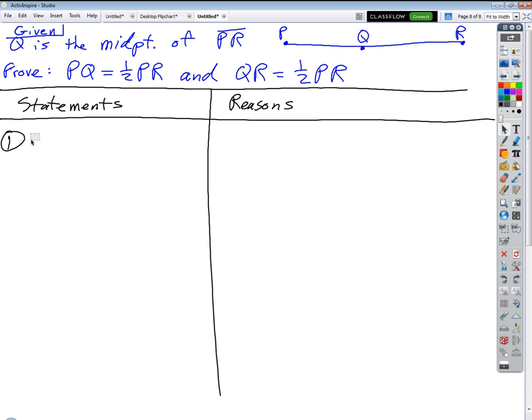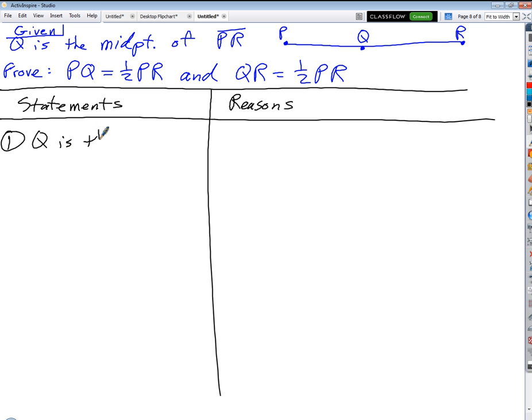So we know Q is the midpoint of PR, segment PR, right? Okay, so now what? What do you think? What's our reason? Given. Sorry, we know that, don't we?